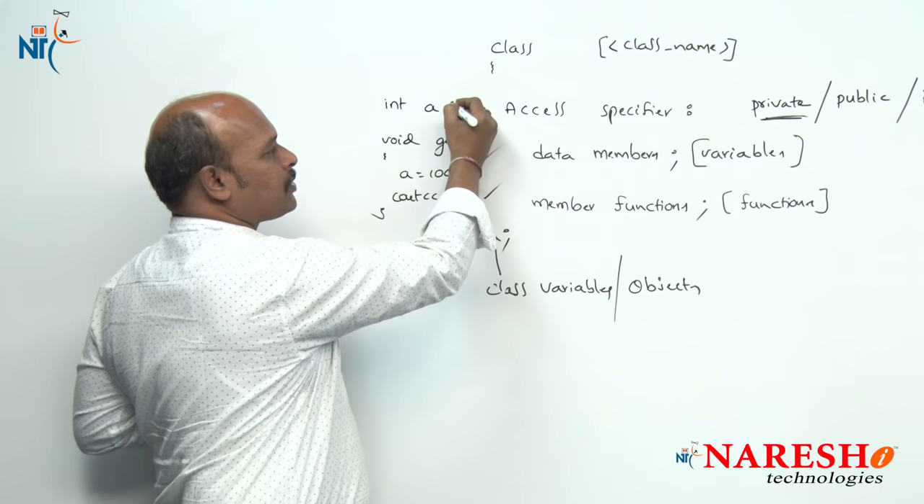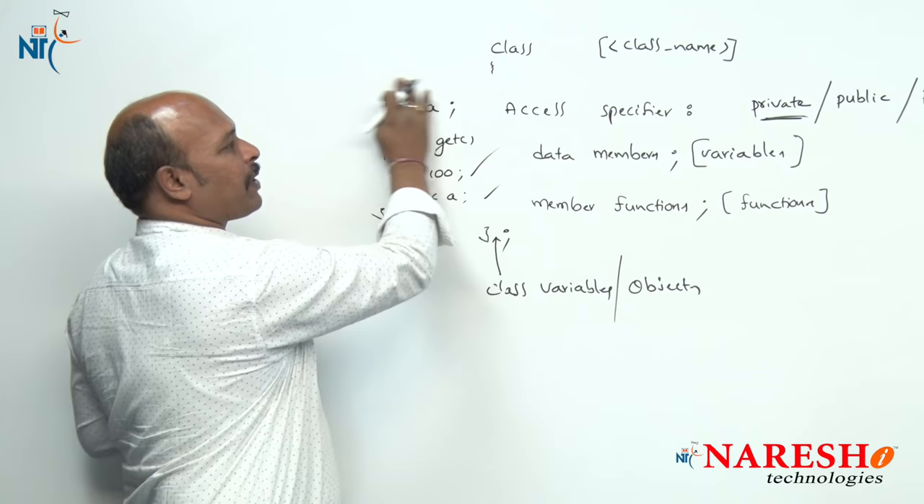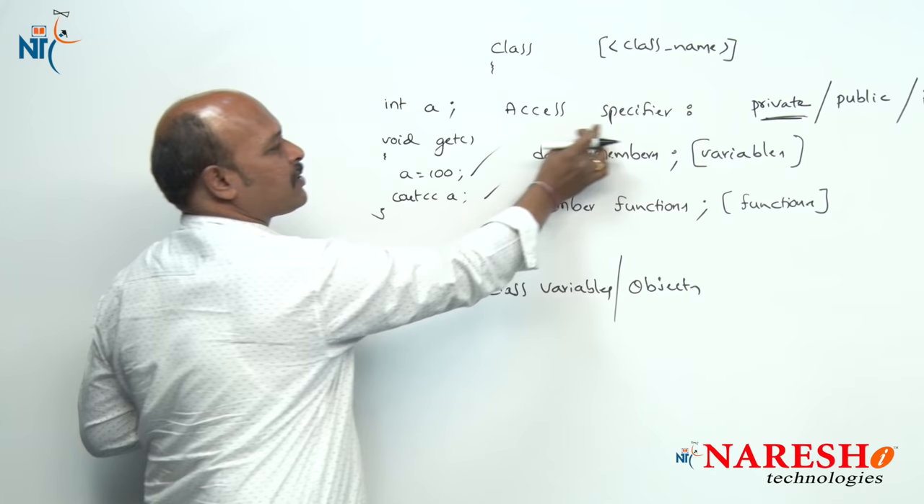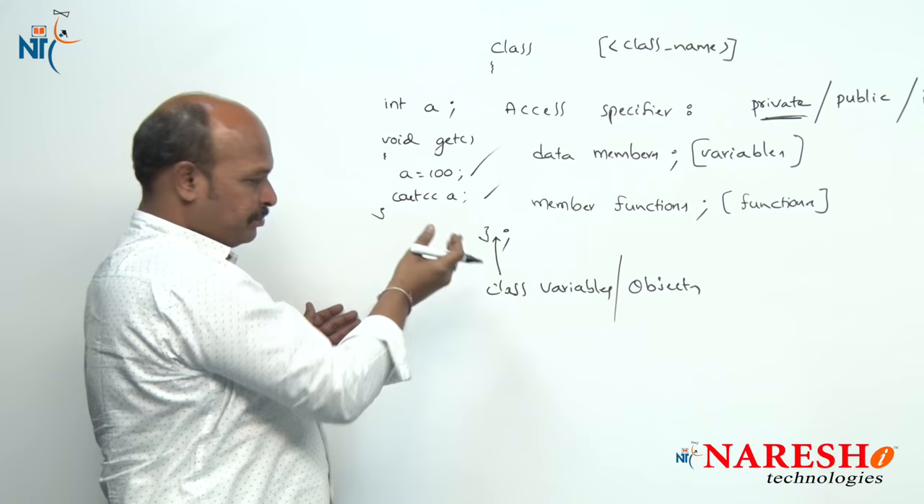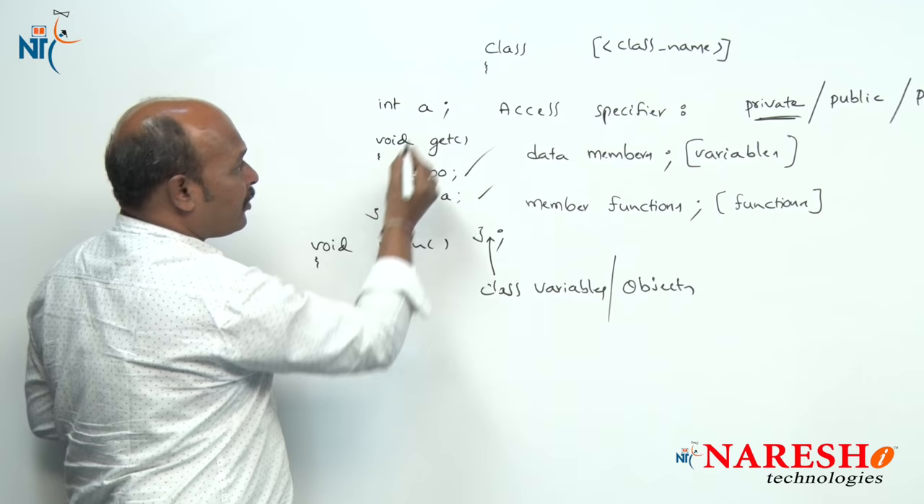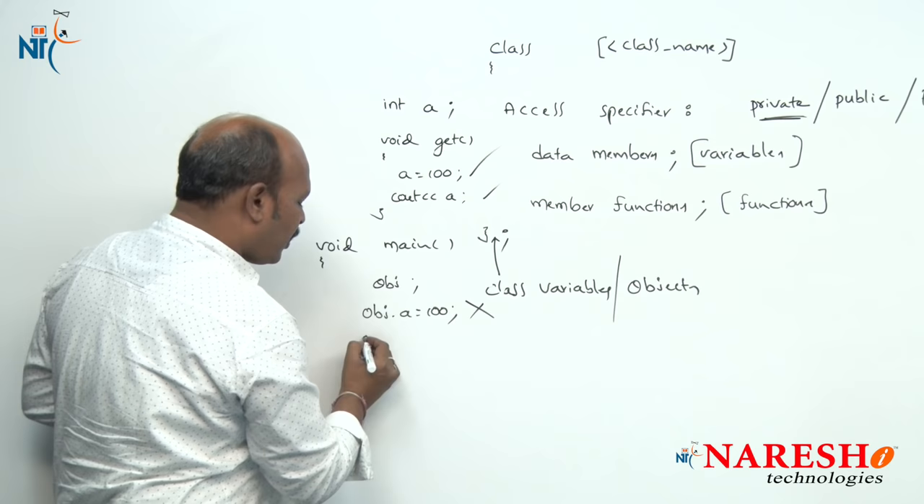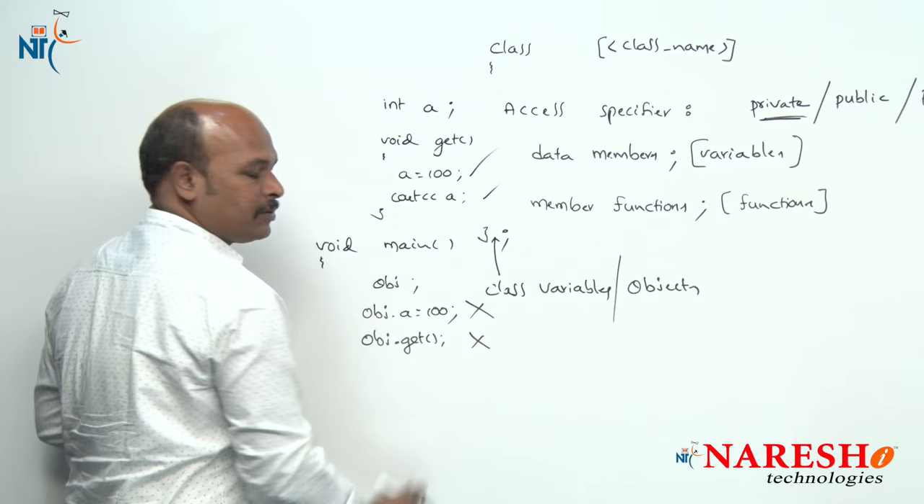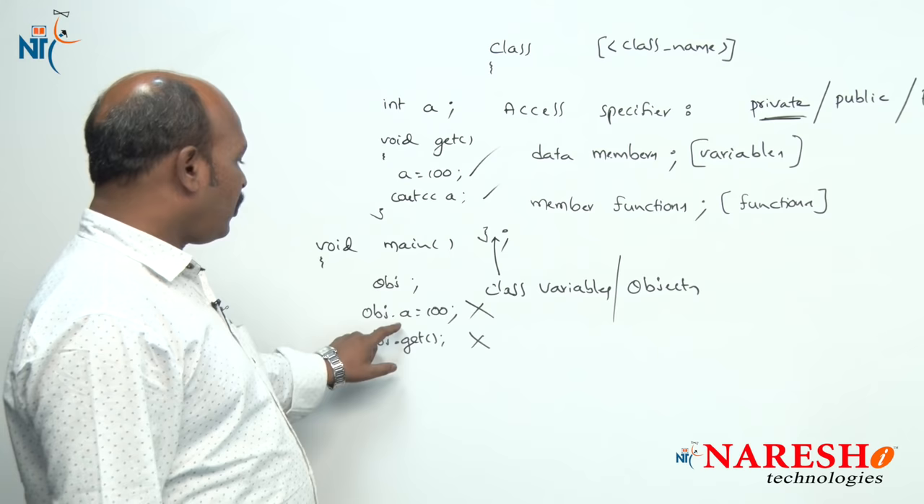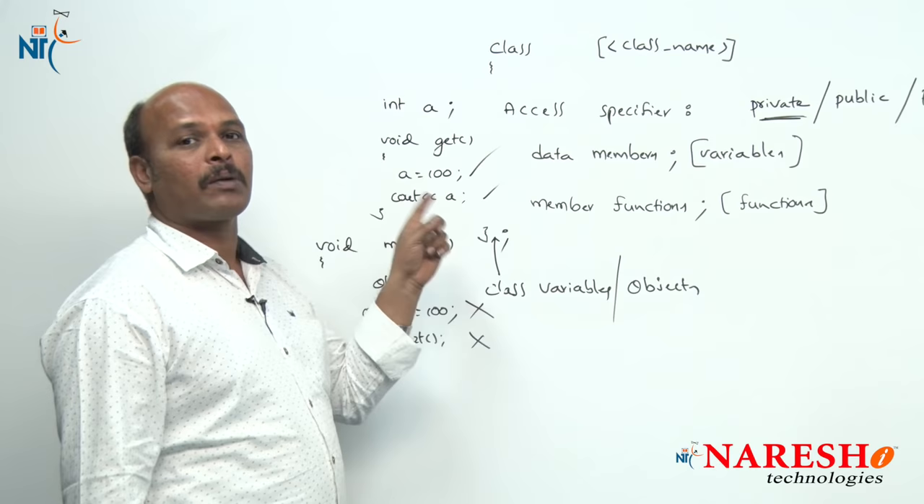Next, watch what happens. It is private data and also a private member function because no access specifier is mentioned. Now later I want to access this member function. Suppose it is the main function, and here I have declared one object. Now object dot A equal to 100 gives an error, and object dot get also gives an error. In both situations we get an error because A is a private member and get is also a private member. When members are private, they are not directly accessible with the objects.